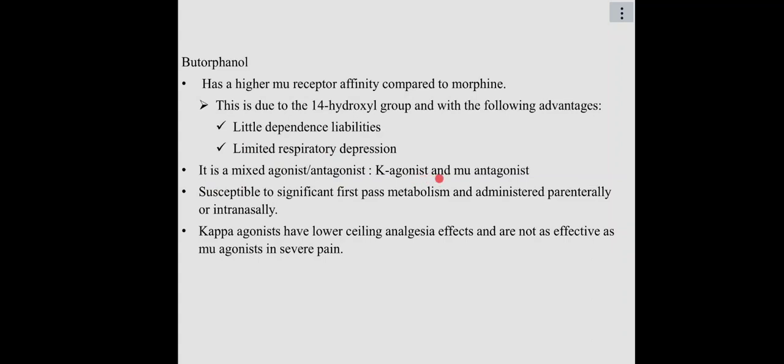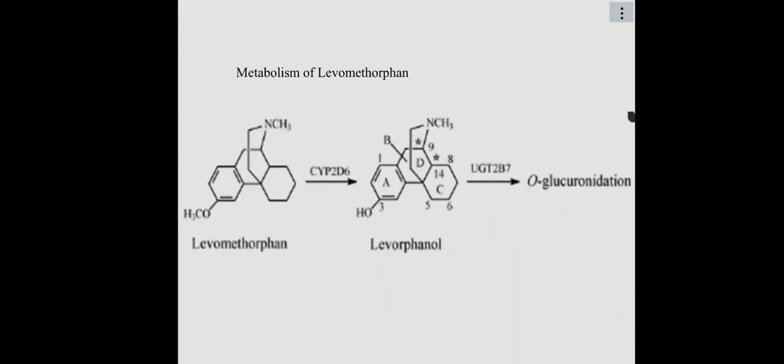It has kappa agonist and mu antagonist activity. It is susceptible to significant first pass metabolism and administered parenterally or intranasally. This is because of its first pass metabolism. Kappa agonists have lower ceiling analgesic effects and are not as effective as mu agonists in severe pain. So the best agonists are the mu agonists, but you can see butorphanol is a kappa agonist and it has antagonist activity at mu. So not very, very effective for pain, but of course, it has mixed agonist-antagonist activity.